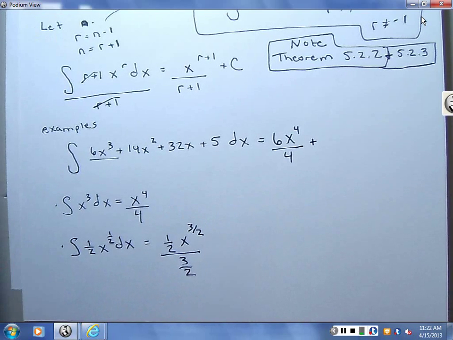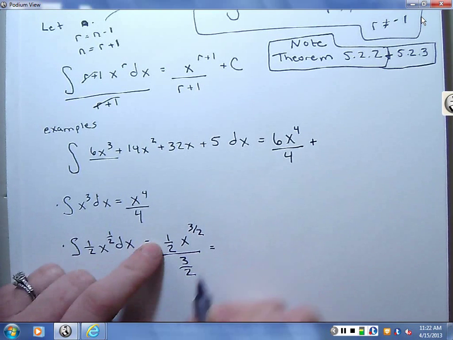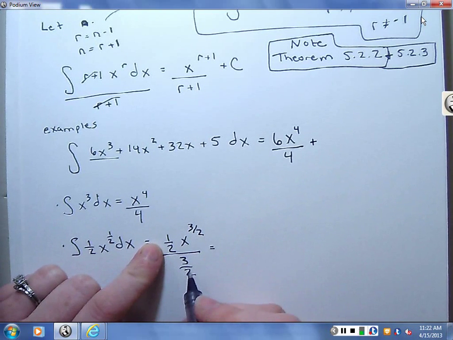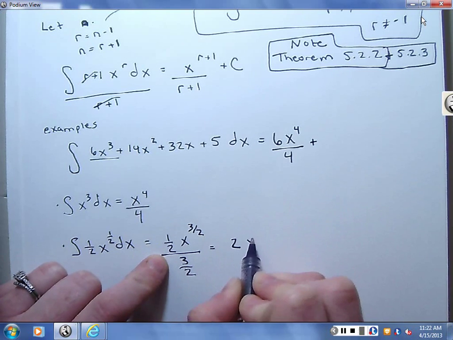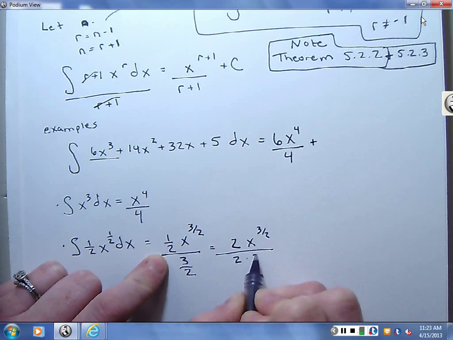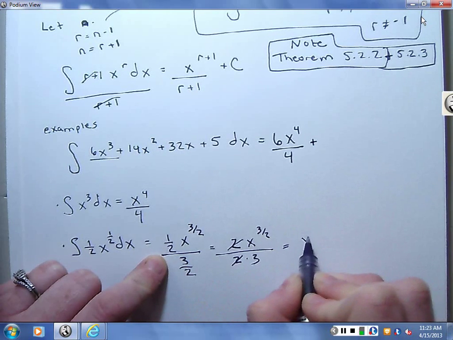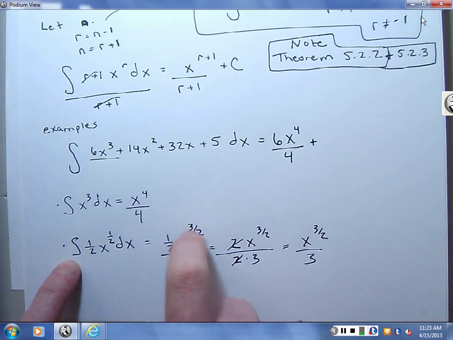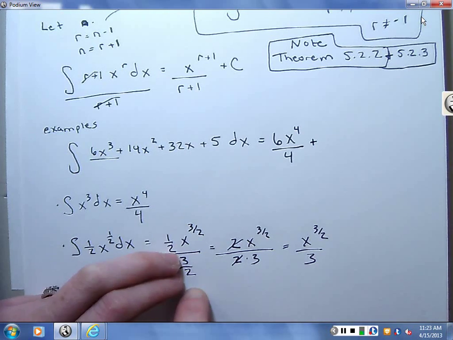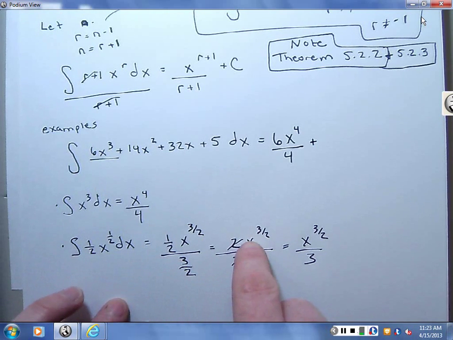So this might look pretty ugly, but I can simplify it because I can deal with fractions. So I would have really, 2x over 4... they're going to cancel. But I'm going to just write this out a little bit nicer. So the 2's are going to cancel. I get x to the 3 over 2 over 3. So the integral of 1/2 x to the 1/2 would be 1/2 x to the 3 over 2 divided by 3 over 2. But then I flip and multiply, so I get 2x to the 3 over 2 divided by 2 times 3. So that simplifies to this.